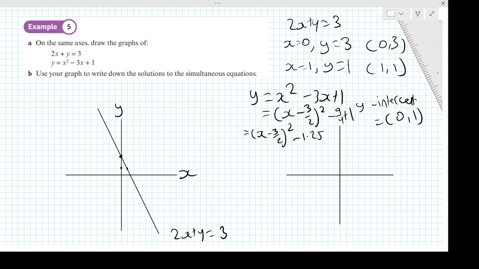right? So therefore the turning point would be when for the x value, the bracket has to be 0, so x has to be 1.5, which is 3 over 2, to get the bracket 0, and then minus 1.25. So if we read that off the graph, minus 1.25 would be about there. So that would be where the turning point would have to be, right?